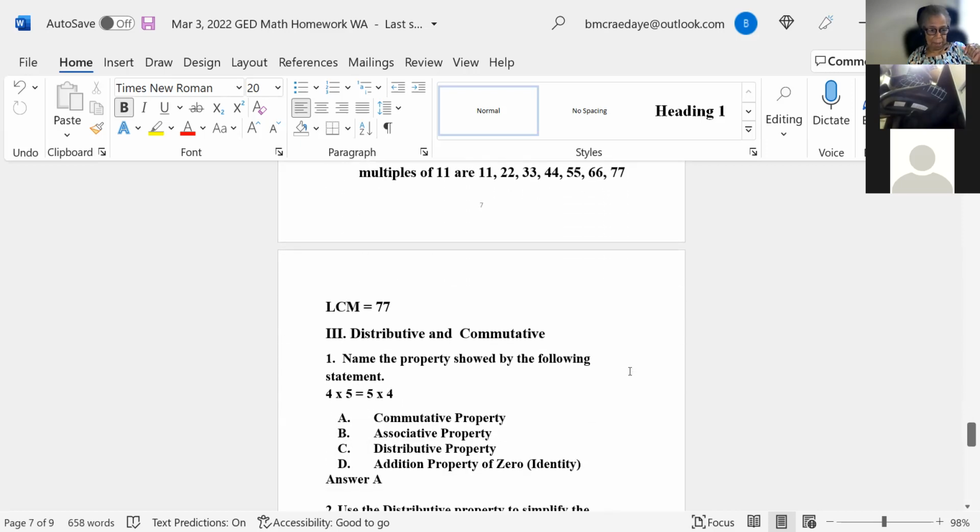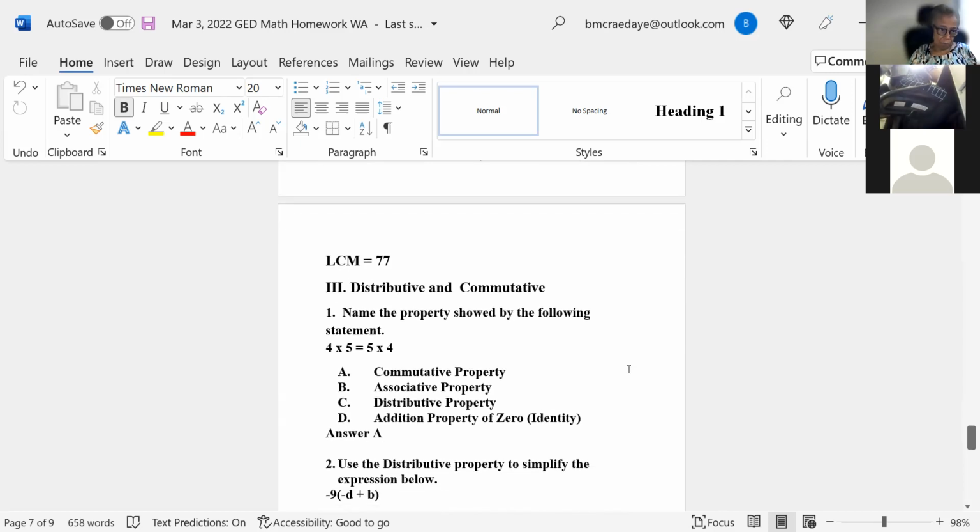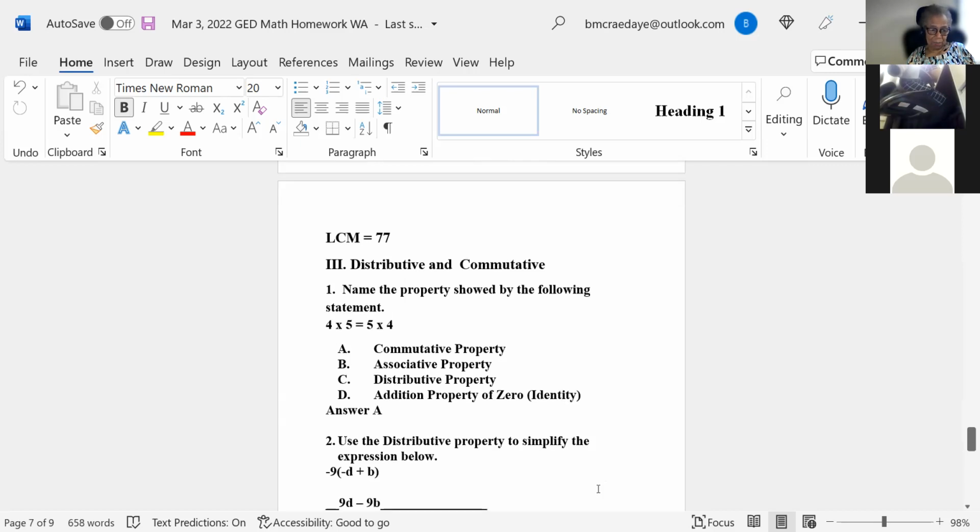Now we looked at some properties, commutative and distributive. Commutative, and we said that's moving about, right? So 4 times 5 is the same as 5 times 4. So that's a what? Commutative property. So answer A. Now distributive property is where you're distributing the multiplication over the addition.